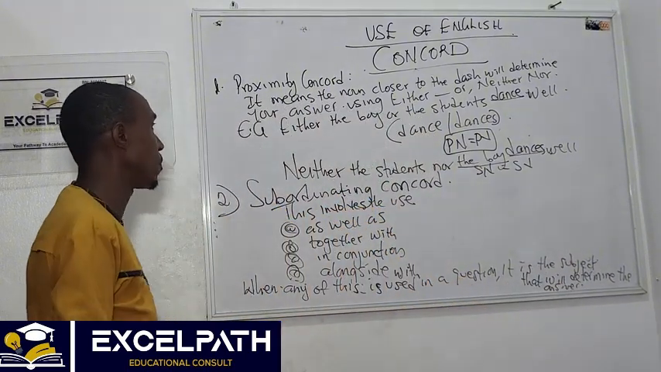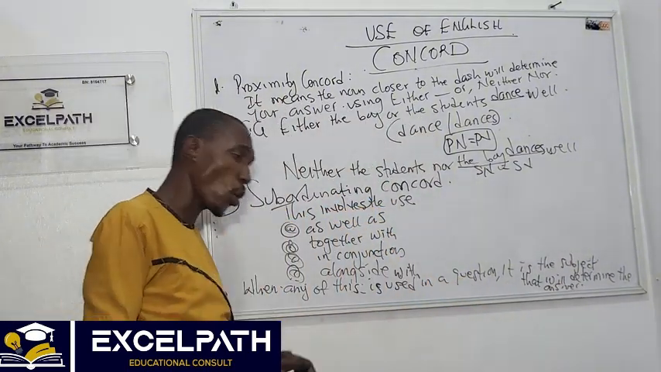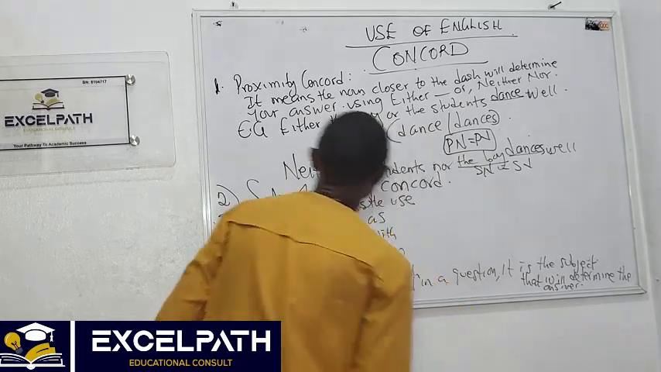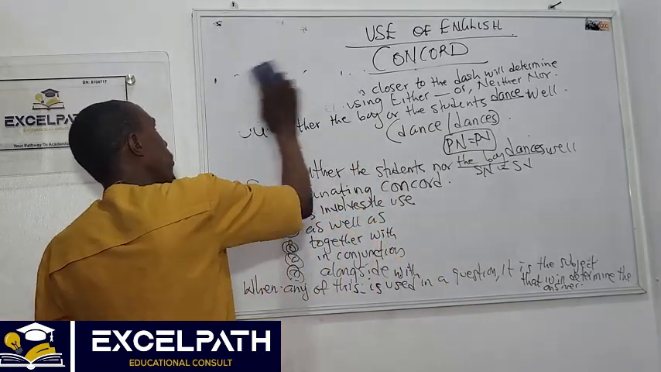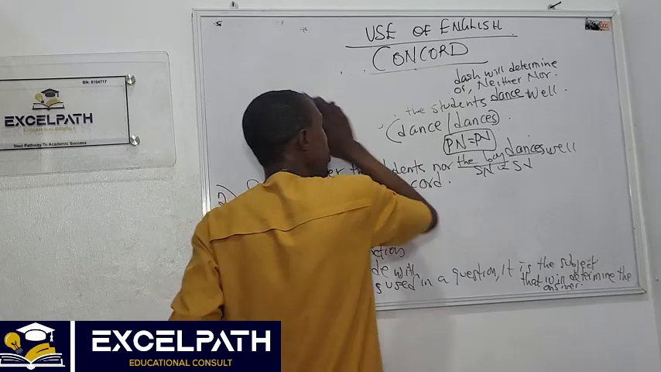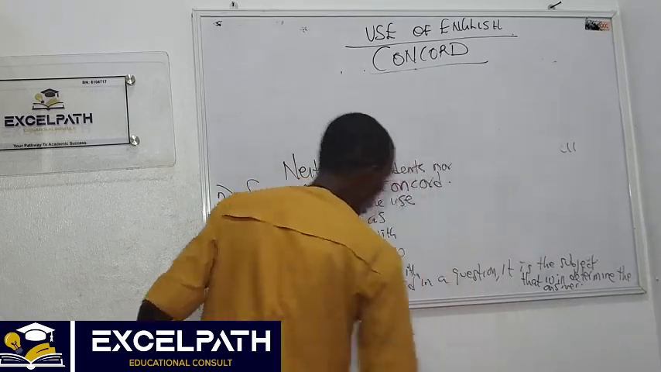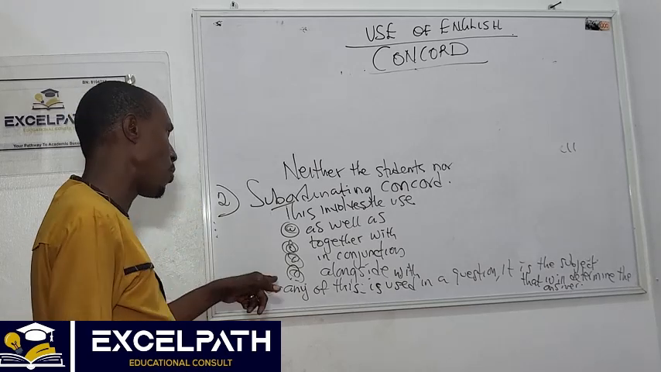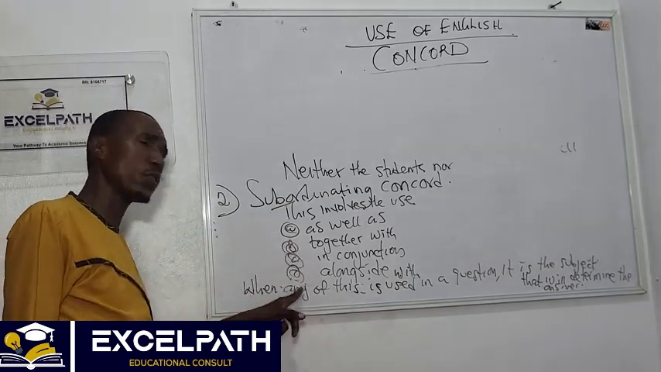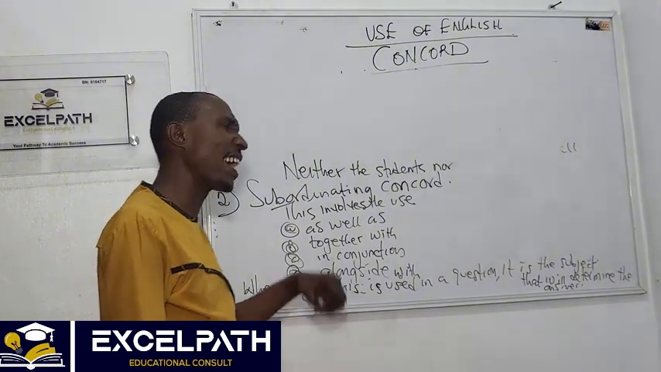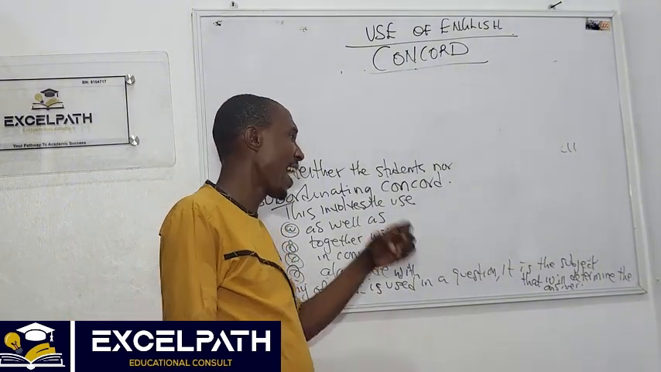Now look up. It is different from proximity concord. Proximity concord states that the noun closer to the dash will determine your answer. But when you are talking about this second one, it is the subject. Whenever any of this is used in a question, it is the subject that will determine the answer.